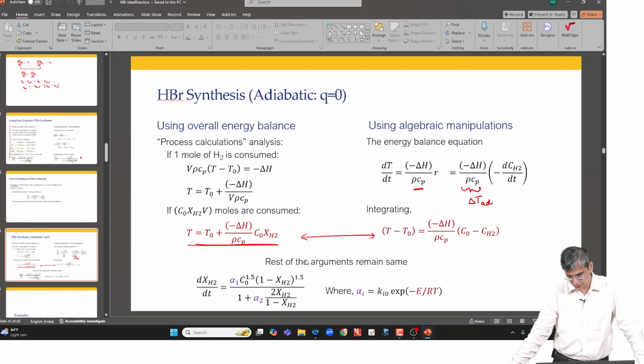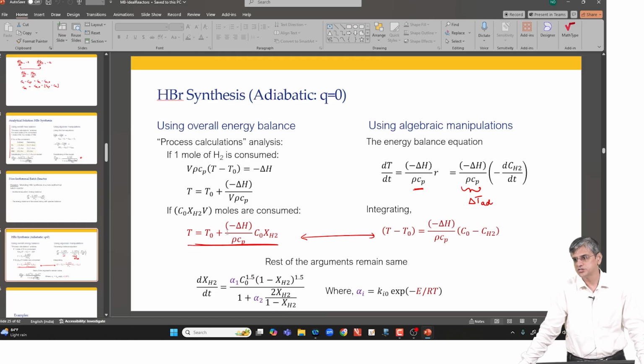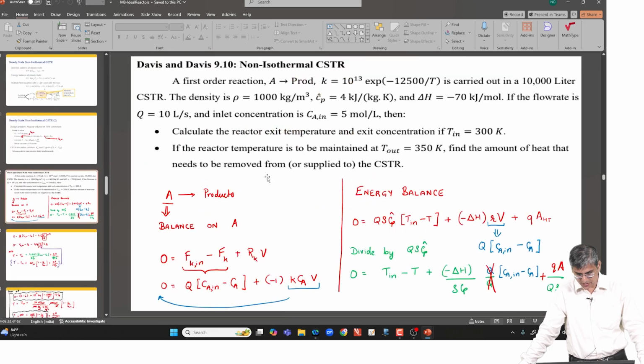For the adiabatic case, your T is T in plus delta T adiabatic multiplied by conversion. What is the delta T adiabatic? It is the amount of heat released if complete conversion is happening, divided by rho Cp or Q rho Cp or V rho Cp, as the case might be. And then we have done this particular problem.